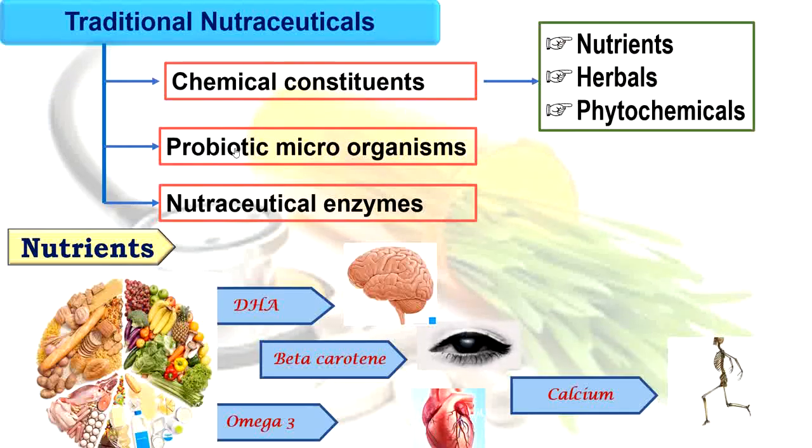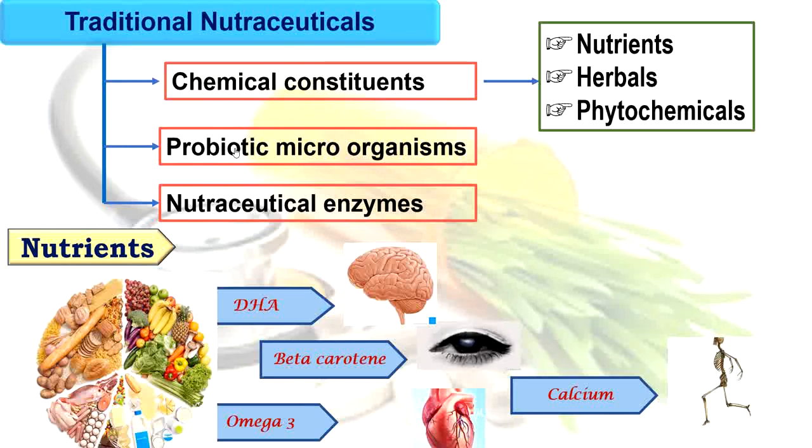So, first, under chemical nutraceuticals, we have nutrients, herbals, and phytochemicals. First one is nutrient. We all know about nutrients. The food items that we have provide us certain nutrients like vitamins, minerals, proteins, carbohydrates. So each nutrient has a unique function apart from providing health to our human body.